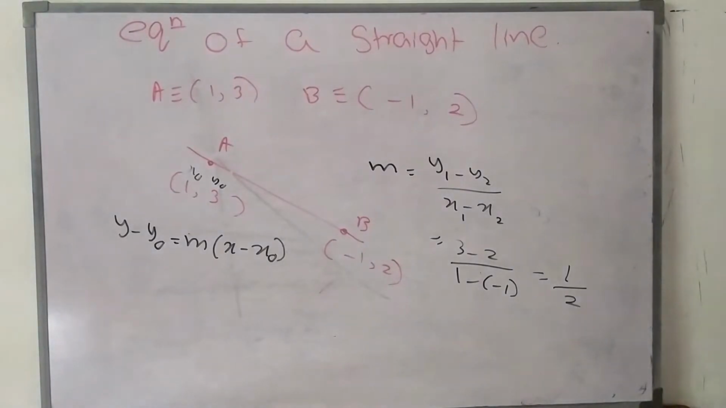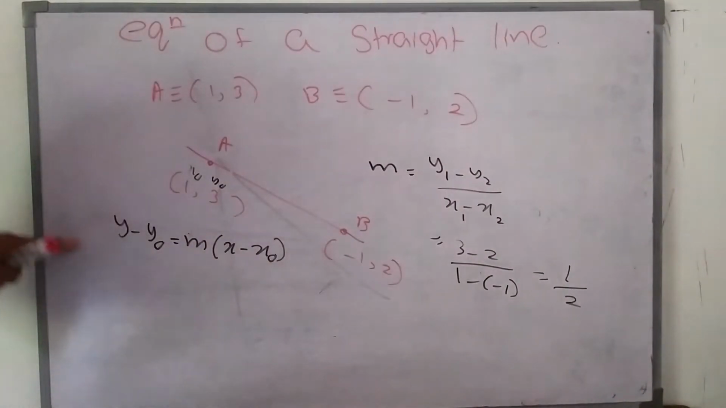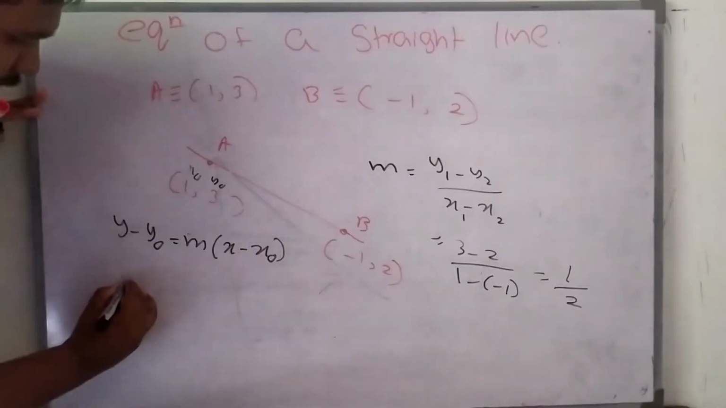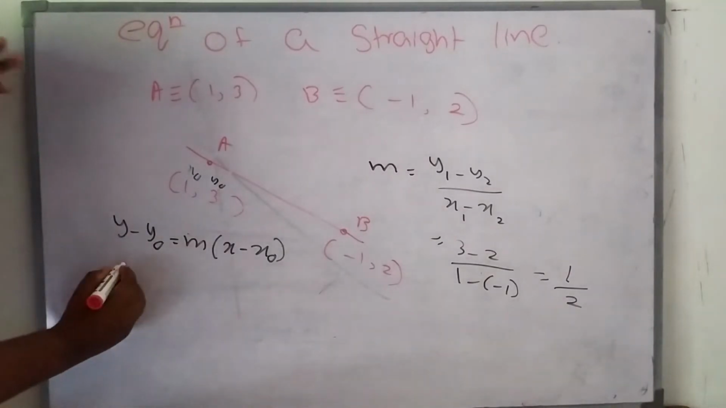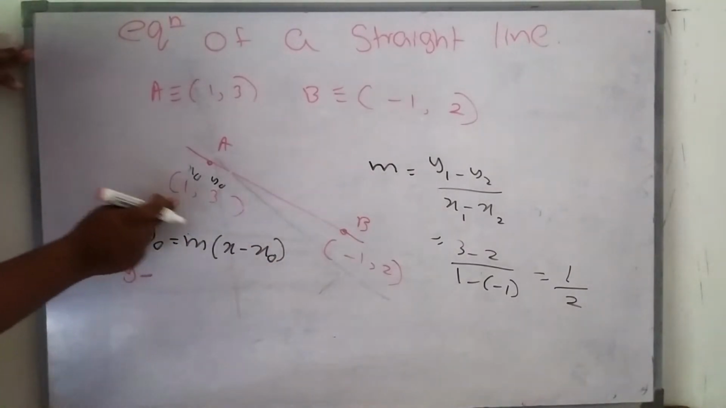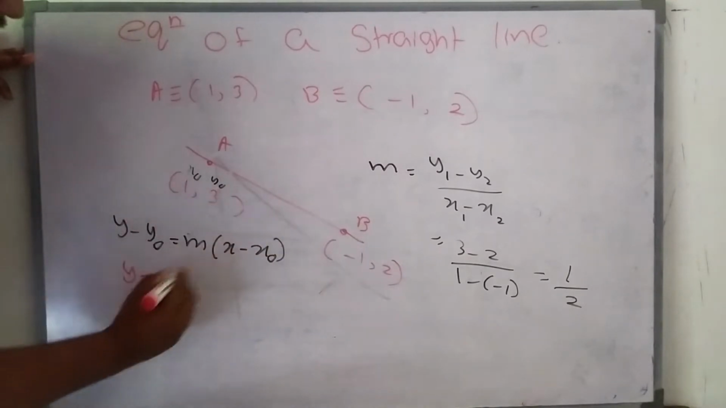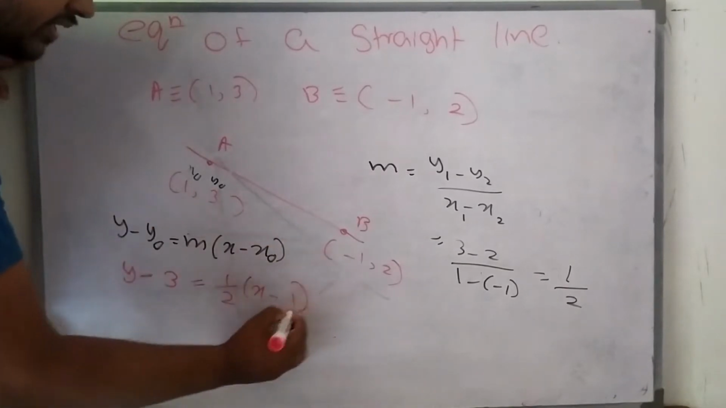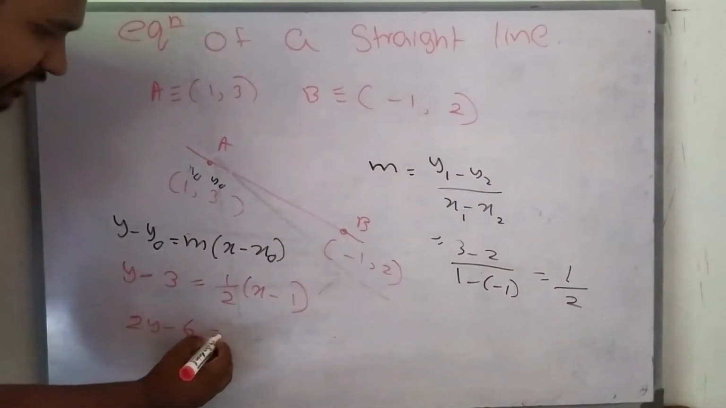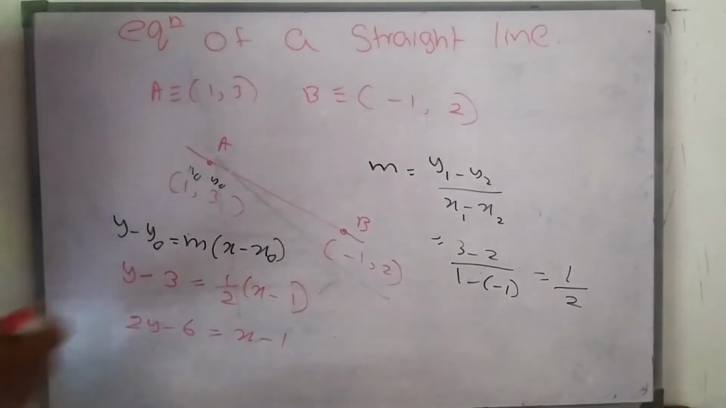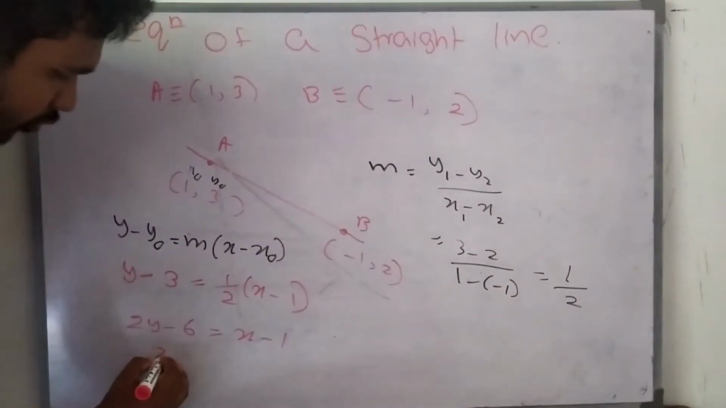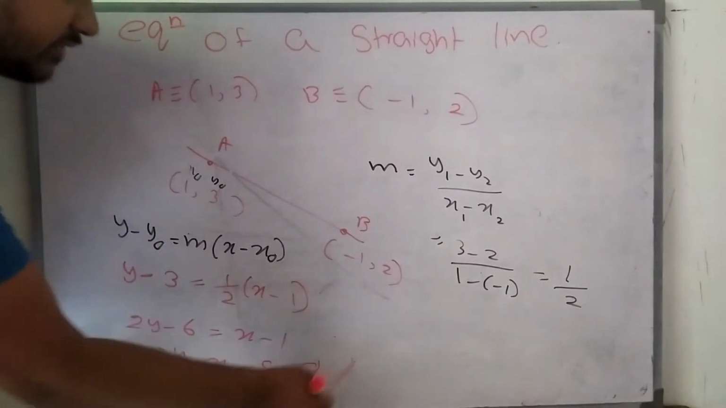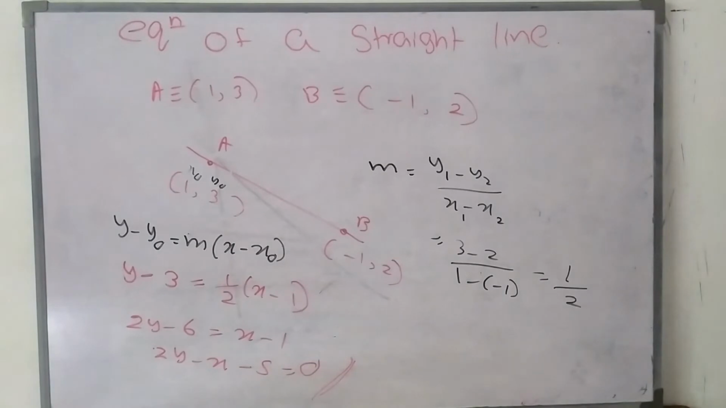The main equation means if you have two coordinates, this is the way of writing the equation of that straight line. So y minus y naught, you can take any y coordinate, it's over here, then it's 3. The gradient we have found is a half, no? x minus the x coordinate, 1. So it's 2y minus 6 equals x minus 1, then I'm going to put all into one direction: 2y minus x minus 5 equals 0. So this is the equation of that straight line, right?